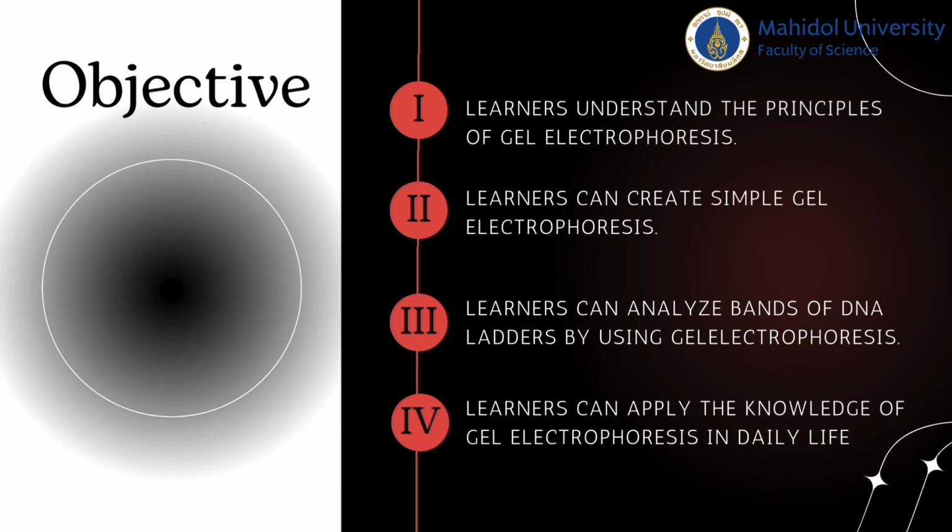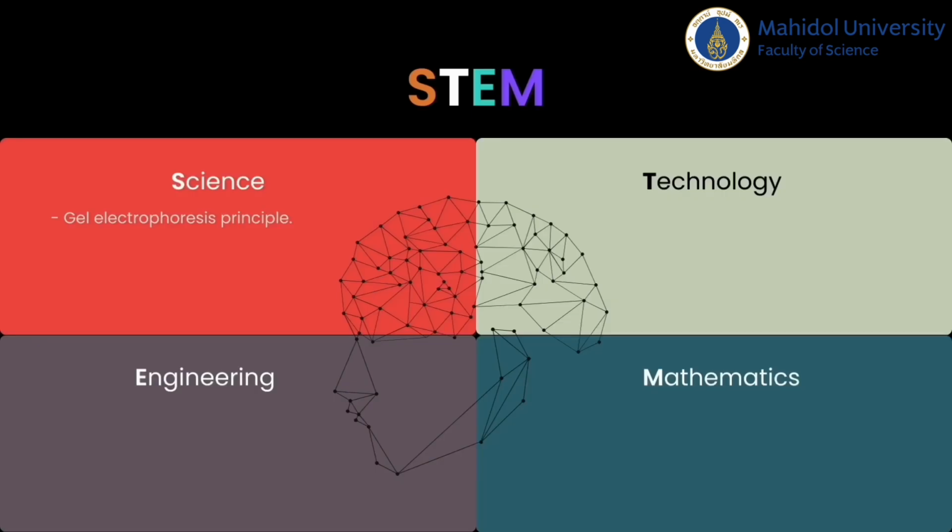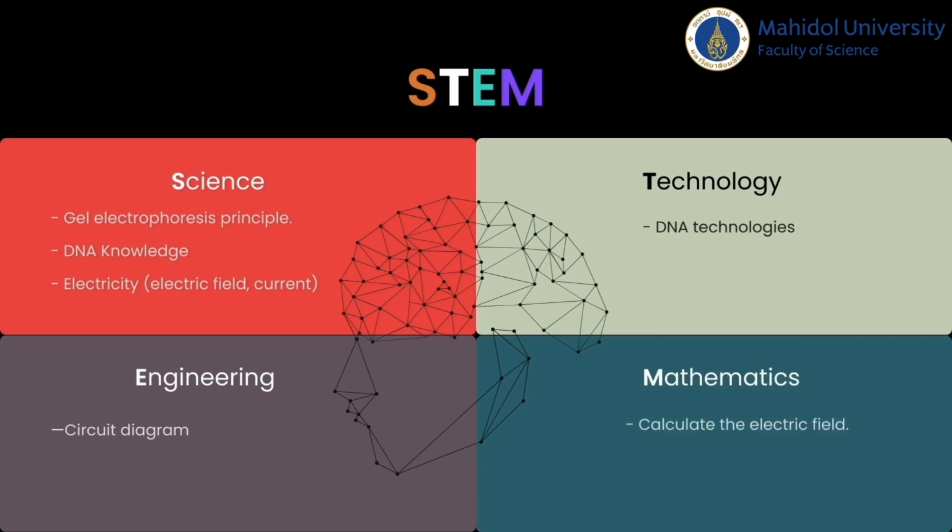Next, the STEM activity is related to STEM according to age. Science is gel electrophoresis principles and DNA knowledge, and also electricity, electric field and current. Next one is T, technologies. We use DNA technologies. And E is engineering, which is about the circuit diagram. And the last one is M, mathematics. We calculate the electric fields to create the gel electrophoresis.